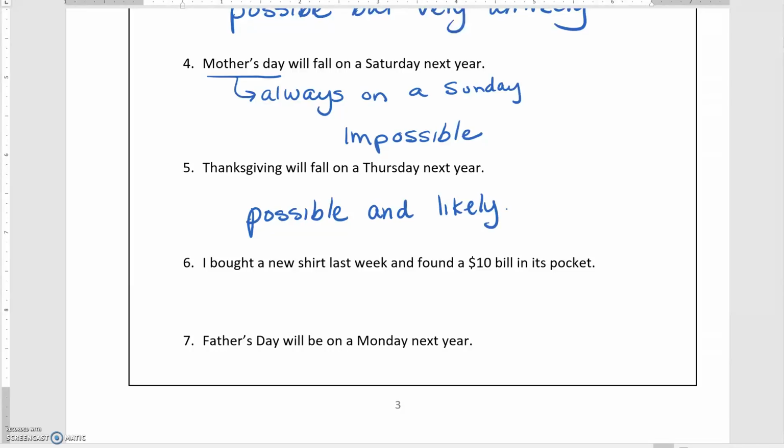Okay. Number 6 says, I bought a new shirt last week and found a $10 bill in its pocket. Now this isn't impossible. In fact, I've even had it happen to me once. But it's not very likely. Most of the time when you buy new shirts, they don't have any money in them. So here we would say possible but very unlikely.